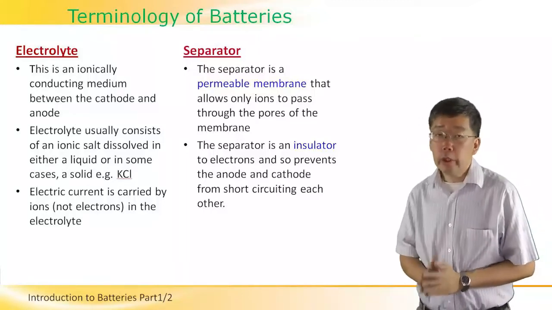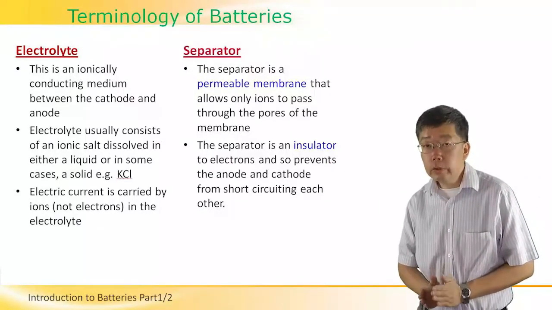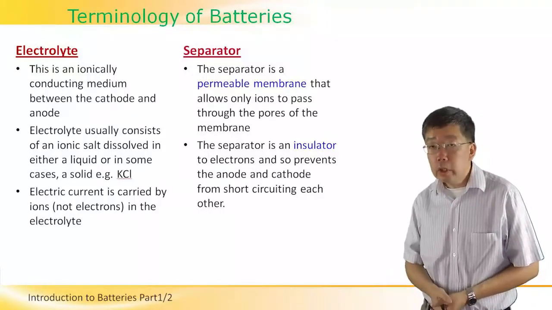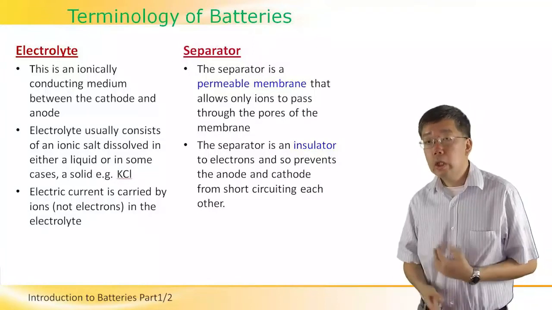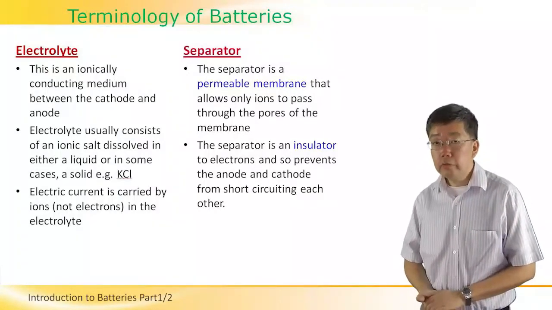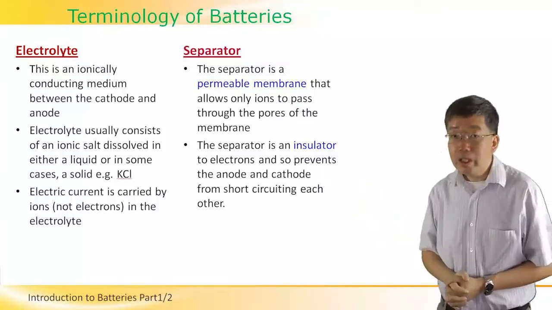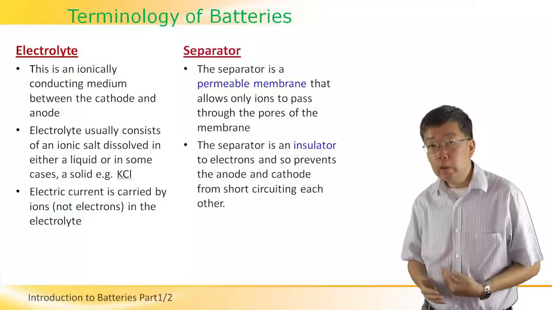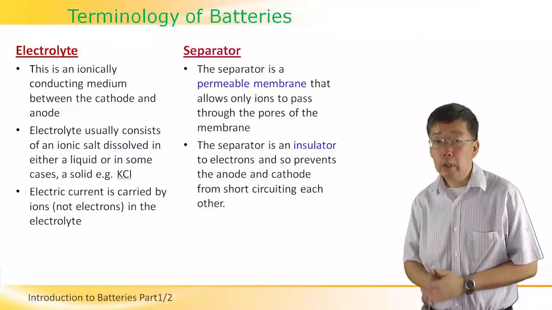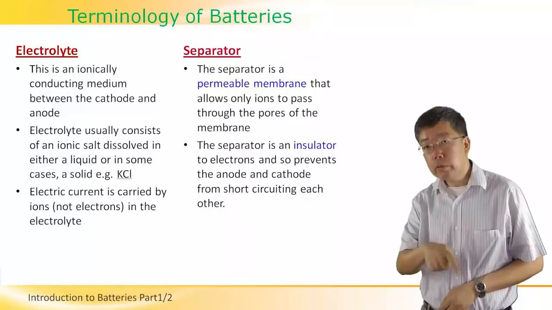The fourth component of any battery is the separator. And as the name suggests, the separator is used to separate the cathode and the anode of the battery. And it's really just a permeable membrane which allows the ions to pass through the pores, the little holes of the membrane, freely. But because the separator is also an electrical insulator, it will prevent the anode and cathode from short-circuiting each other. In other words, the separator will not allow electrons to pass through, and therefore the electrons have to go through the external circuit.